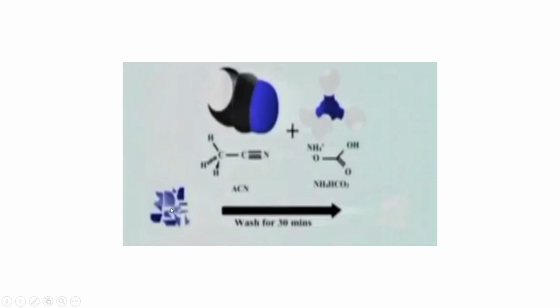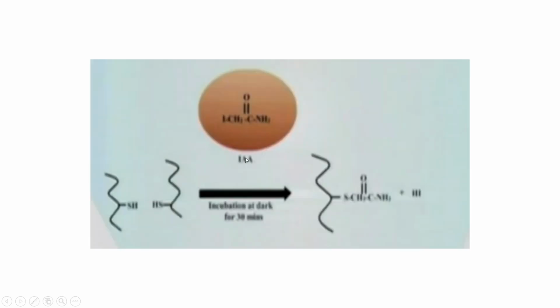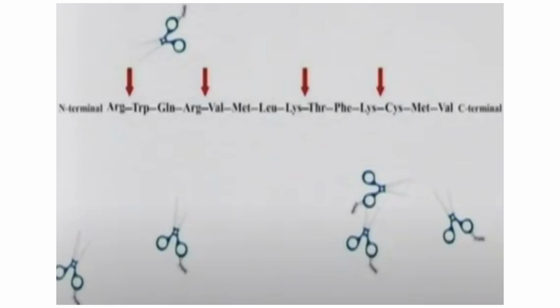So this is how the dye looks. Once you wash it, it becomes transparent. This is destaining. Then you will do reduction, alkylation, then digestion. So this is the whole protein. After arginine it gets cleaved, so it will form different fragments like this. Now this can be visualized in your mass spec.